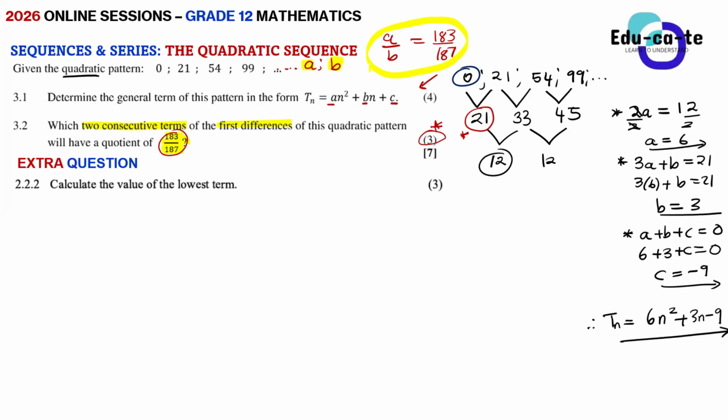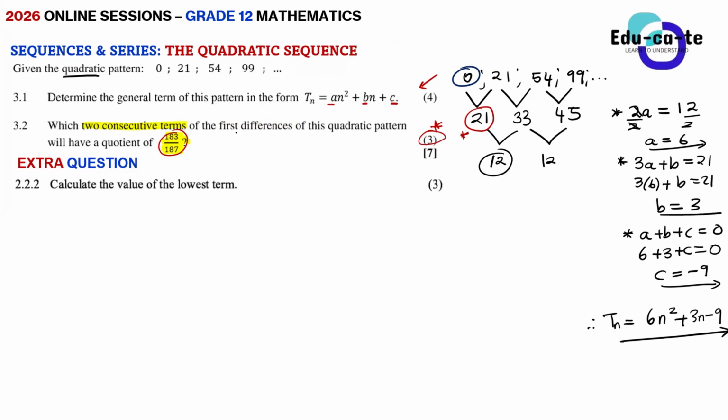And let me read again. Sorry, let me see. There's the interpretation here. I'm looking at something here. Which two consecutive terms of the first differences, guys? Not of the quadratic sequence itself. If you read the statement in a wrong way, the way I did, you will suffer as well. So, which two consecutive terms of the first differences?